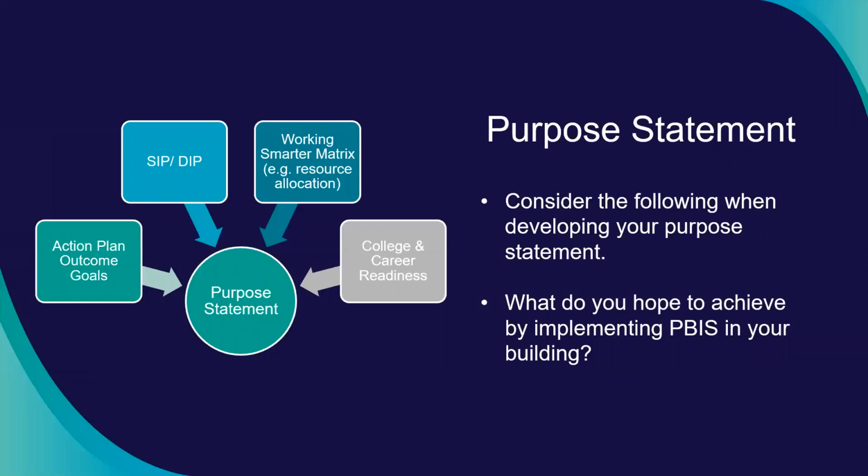When developing your statement of purpose, think about what outcomes you're seeking, such as school culture, climate, equity, college and career readiness. Also think about what has been identified as priorities within your school and in your district improvement plan. Also, what other teams exist within your school? How is this team going to be different? If it's not very different, maybe you should combine groups.